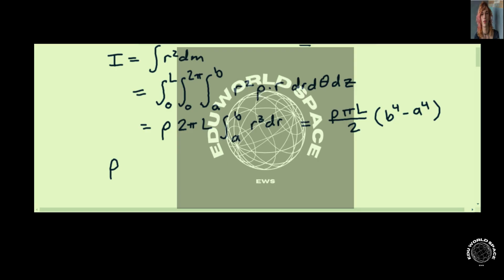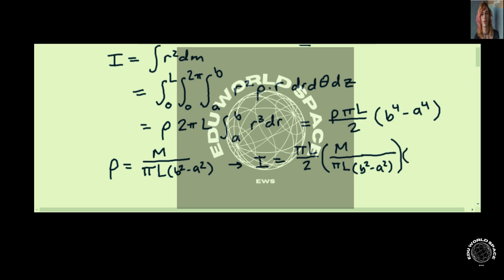If we remember that rho is given by the total mass divided by the volume of the cylinder, and the volume of the cylinder is pi times L times b squared minus a squared, we can plug this into our previous result and get a really simple formula for I. So this becomes pi times L over 2 times rho, which is m over pi L times b squared minus a squared, times b to the fourth minus a to the fourth.